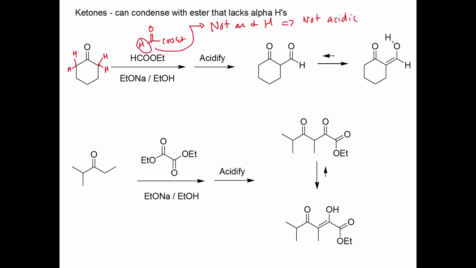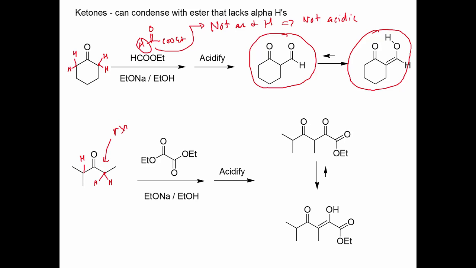Okay, so here we're going to treat this with ethyl formate. Again, a nice reactive ester that has no alpha hydrogens, and acidify it. And we're going to make the 1,3-diketone shown here. And remember, 1,3-diketones are actually more stable as enol forms. Okay, and in this one, we're going to take the ketone and recognize that one side has two alpha hydrogens. This side over here only has one, so the reaction is going to occur here. Okay, and after we acidify, we're going to make this compound, which again has a high amount of enol character.